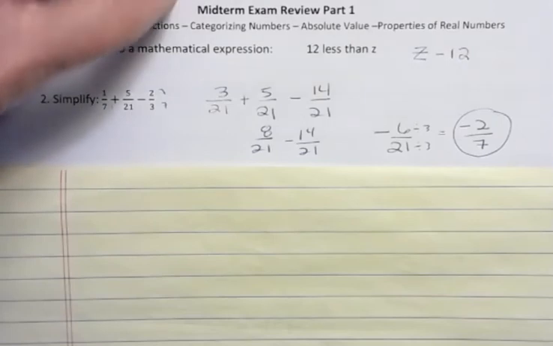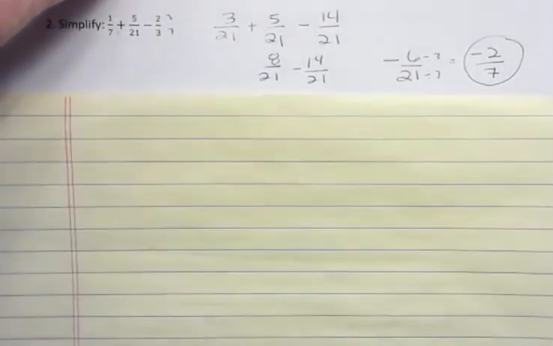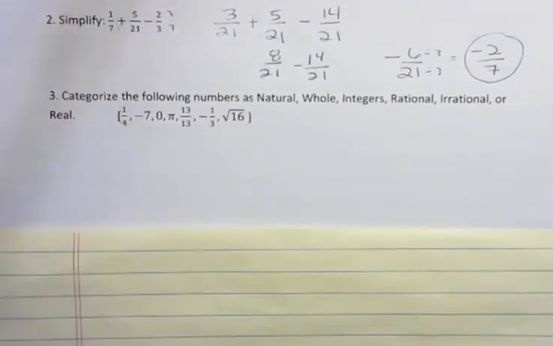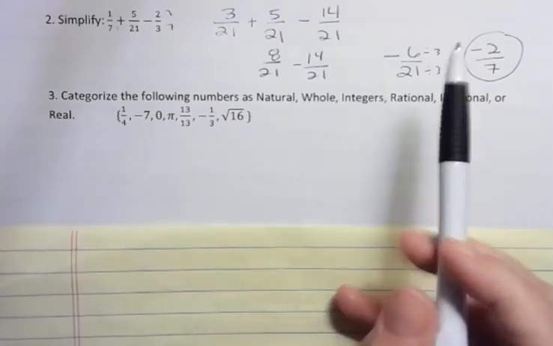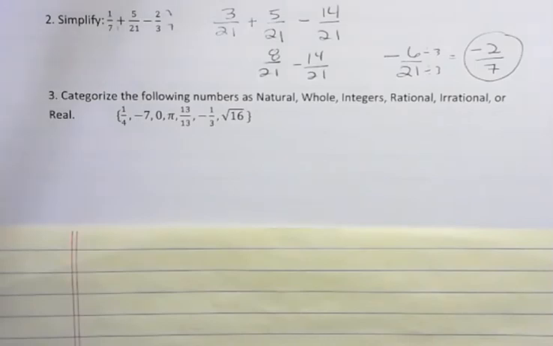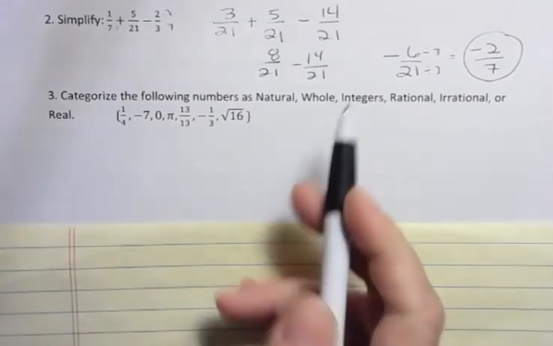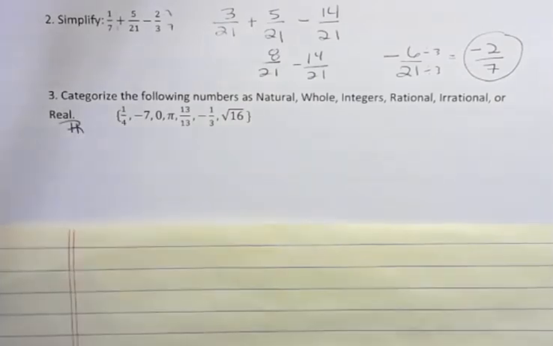Any of these that you're having trouble with, you should go back and watch the original videos where we spend a little more time. Then you are asked to categorize numbers. Remember we talked about whole numbers, natural numbers, integers, rationals, irrationals, and real numbers. Every number in this set is a real number. Real numbers we can write with that symbol that has basically 2 lines and an R. That's the symbol for real numbers.